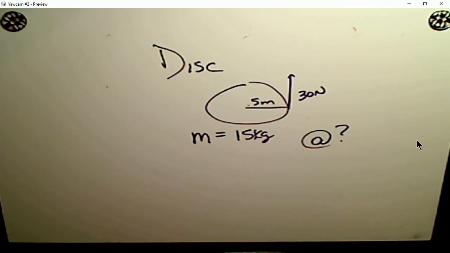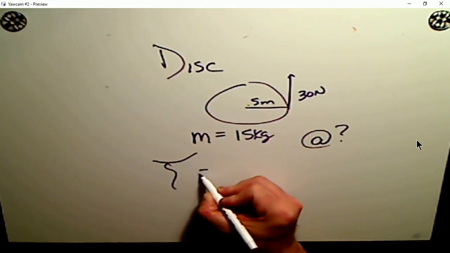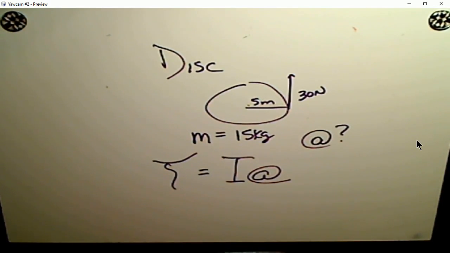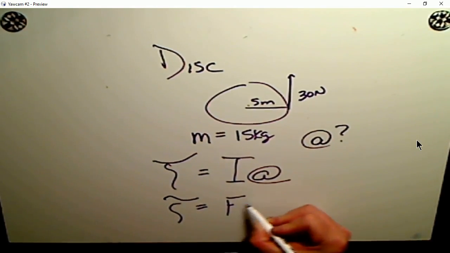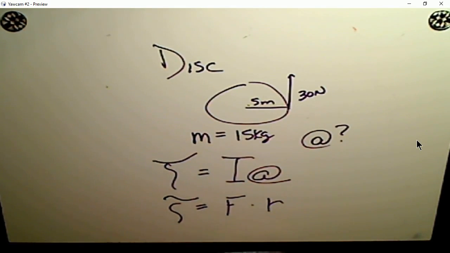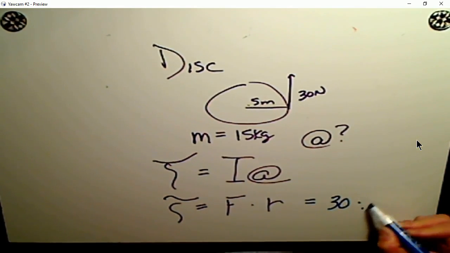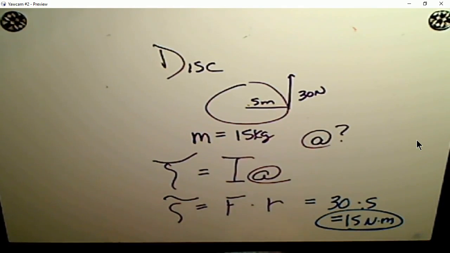So I know that torque is equal to I alpha, right? And I know that torque is equal to force times the radial arm. Well, force times the radial arm in this case is 30 times 0.5, 15 Newton meters. So that's the torque. So I got that answer.